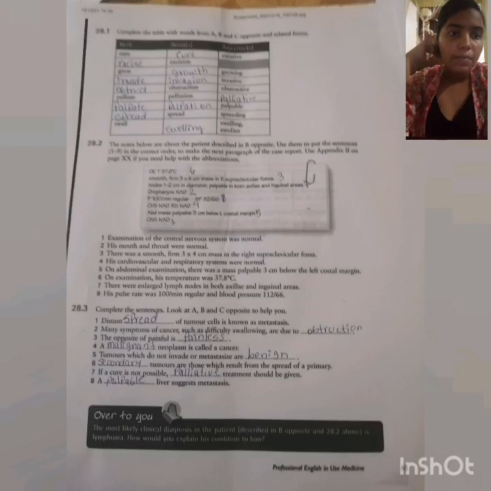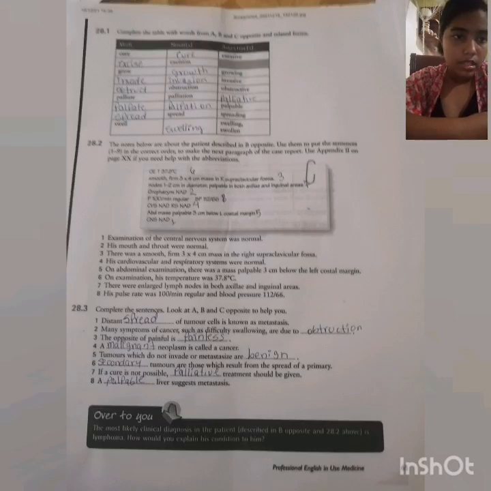28.3 Complete the sentence. Look at A, B, and C opposite to help you. 1. Distant spread of tumor cells is known as metastasis. 2. Many symptoms of cancer, such as difficulty swallowing, are due to obstruction. 3. The opposite of painful is painless. 4. A malignant new growth is called a cancer.